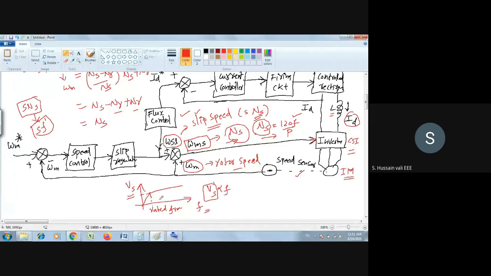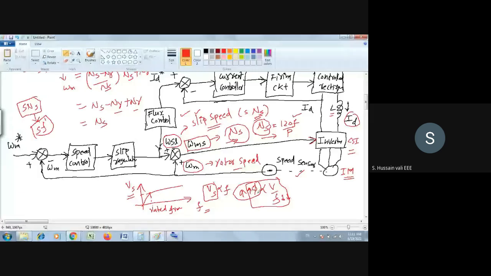How is this frequency control related to flux? You know very well why we are doing this. When the frequency is less, we have seen that flux is proportional to V by F. I will just rewrite this picture once again. When the frequency is less, your flux is more. When the flux is more, the core enters into saturation. So you don't want this.